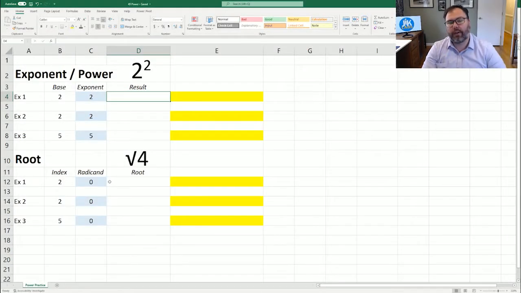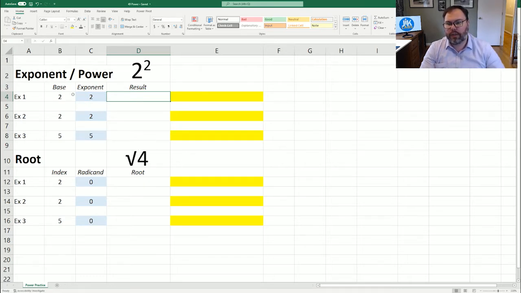Now that you have Excel open and ready to go, you're going to see we have two sets of data that we want to calculate today. The first part will be calculating the exponent or the power of the numbers. Then we will go over to calculating the root of our original results. So let's jump right into it.